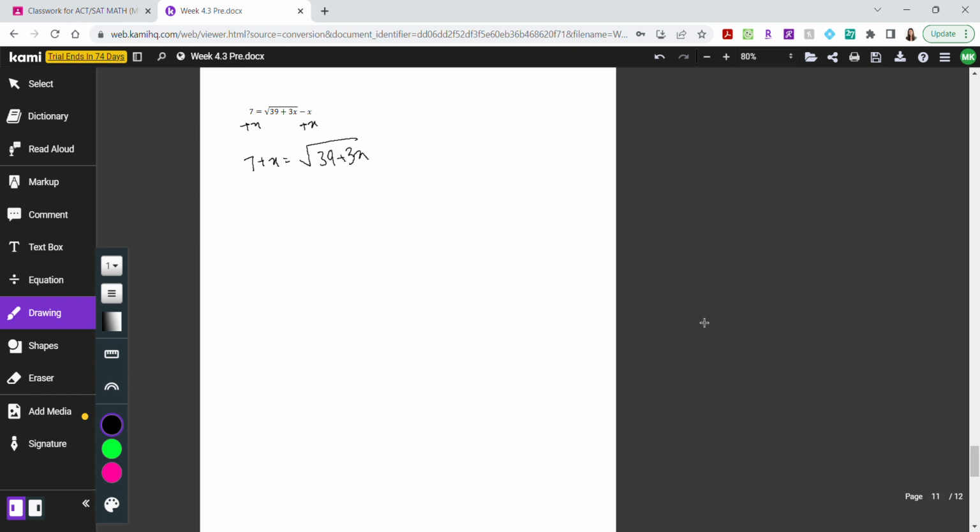From here, I need to get rid of the square root sign, so I'm going to square both sides of my equation. All right, from here, once I FOIL my parentheses, I'm going to get x squared plus 14x plus 49 equals 39 plus 3x. From here, let's bring everything to one side of the equation so that we can factor it.